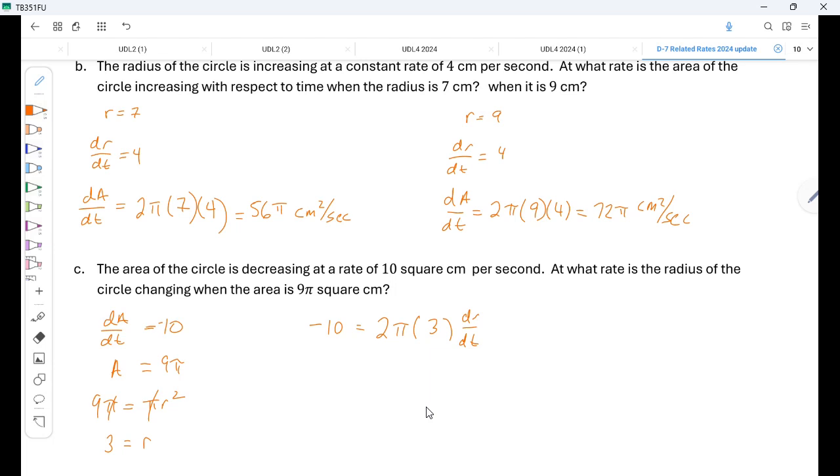That goes back to what I started with here. A formula is a relationship between the two variables. If I know one, I should be able to get the other, if there's only two variables in the formula. That's the key. Sometimes you'll be missing a variable, but you have the information to get that variable from the original equation. So dr dt equals negative 10 over 6 pi, which I could rewrite as negative 5 over 3 pi.